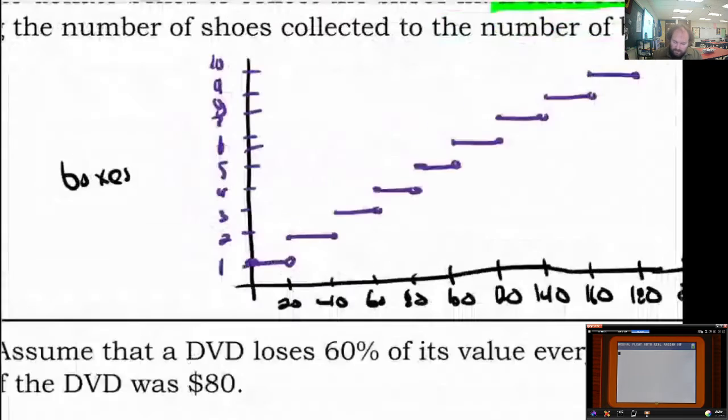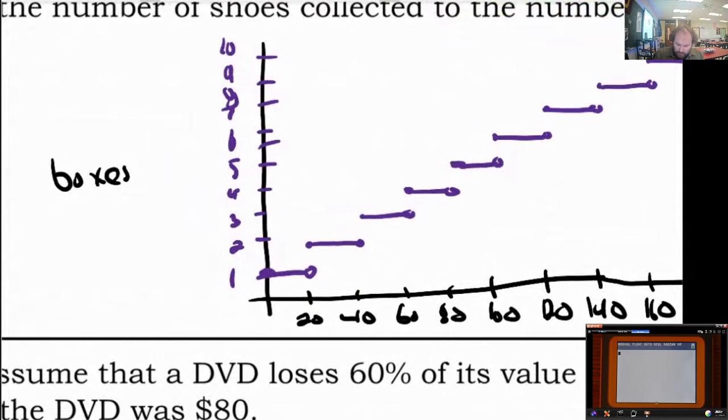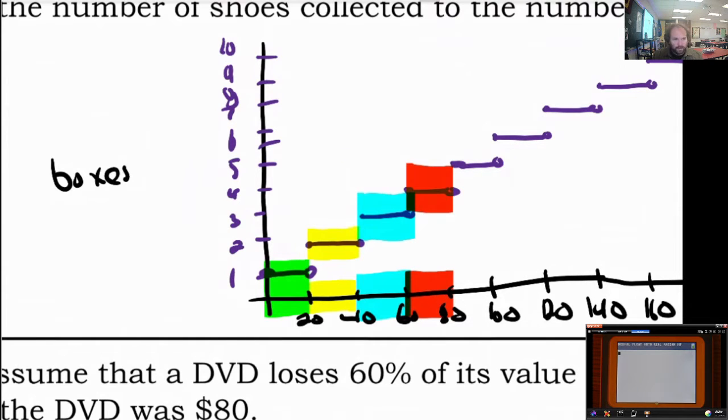The idea here is that if you have anywhere from 0 to 20 shoes, you only need one box. But as soon as you hit 21 shoes, suddenly you jump up to the next level where now you need two boxes, because 20 shoes fit in one box and then the overflow can fit into the second box. And then so on and so on. Anything between 40 and 60 requires three boxes, and between 60 and 80 requires four boxes, and so on. So there's how this one works.